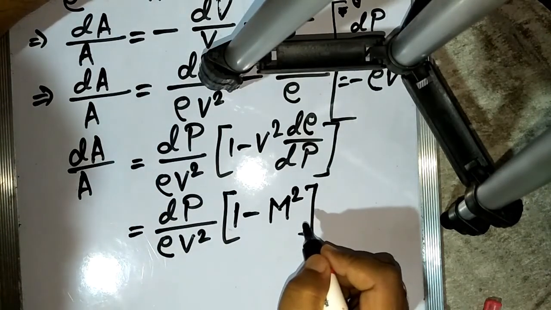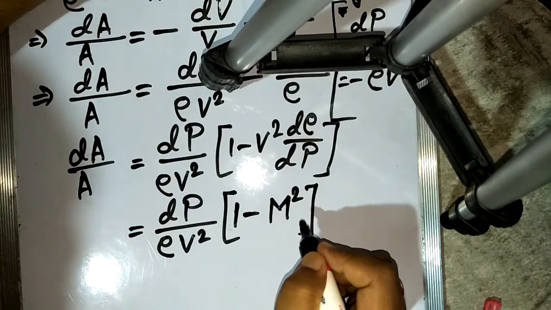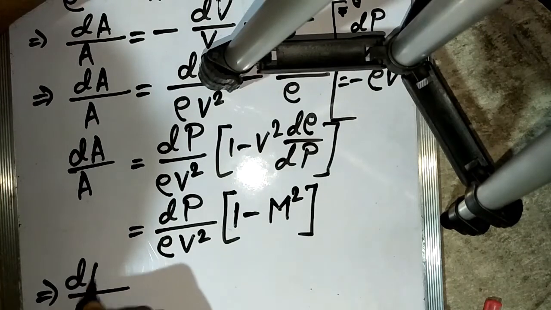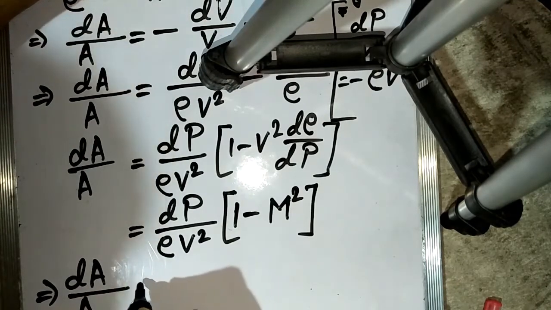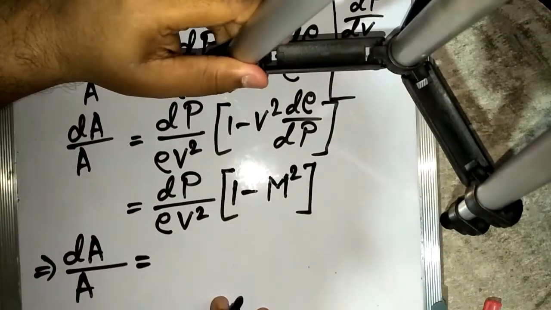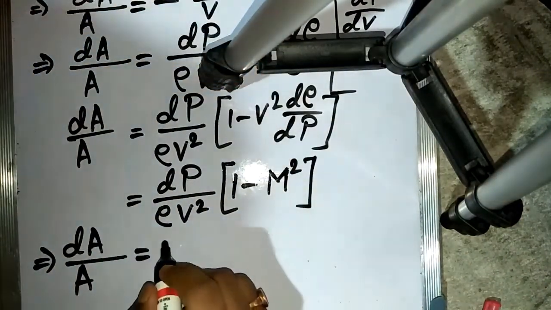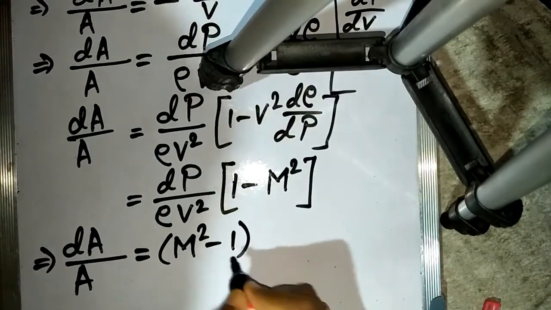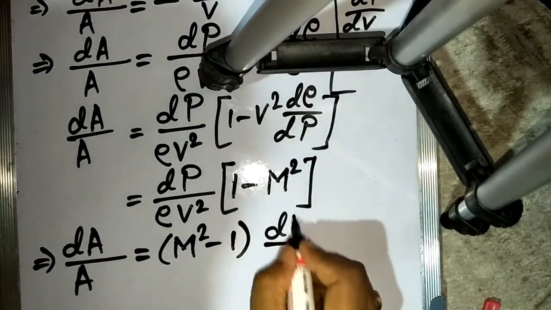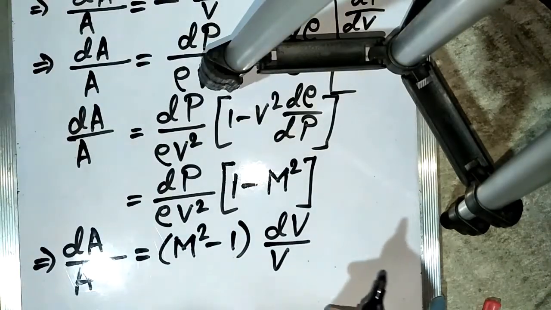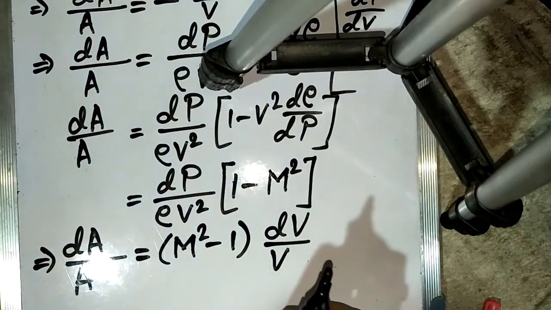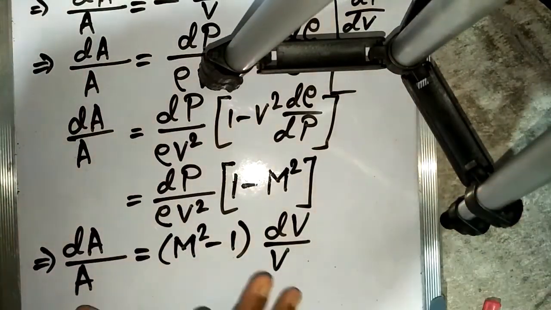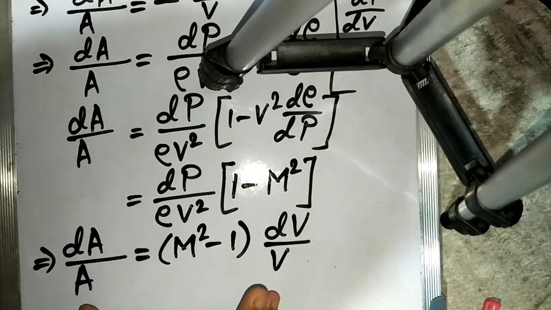Okay, so we can write dA by A equals M square minus 1 into dV by V. So this is the relation between the area and the velocity with the Mach number.